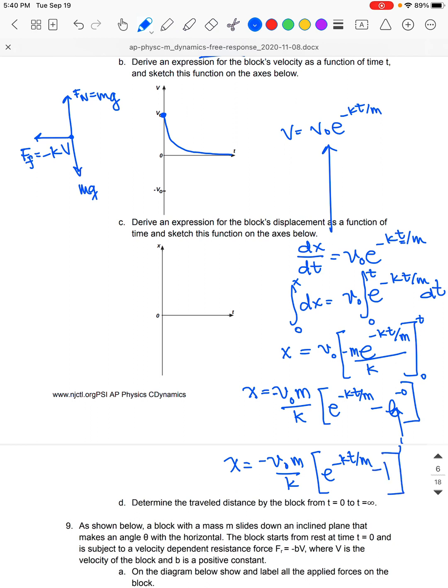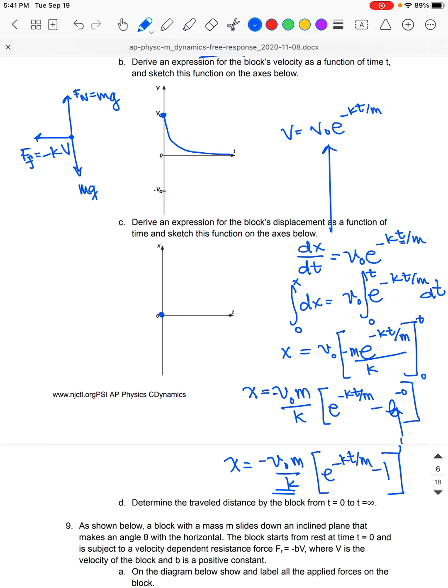This isn't exactly what you see in your physics helper, but you can manipulate some negatives and get it to the same equation. From there, we want to graph this. And if we have time equals 0 here, e is equal to 1, and 1 minus 1 is 0. So 0 times the constant that I have here is just 0, so I know it's going to start here at 0.